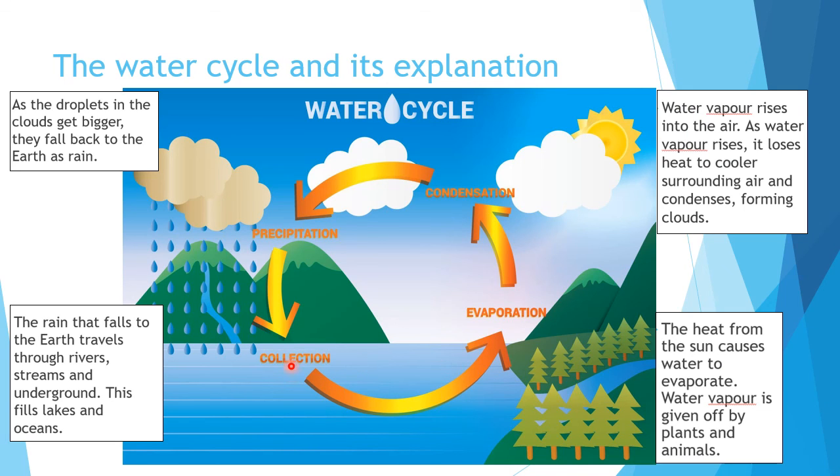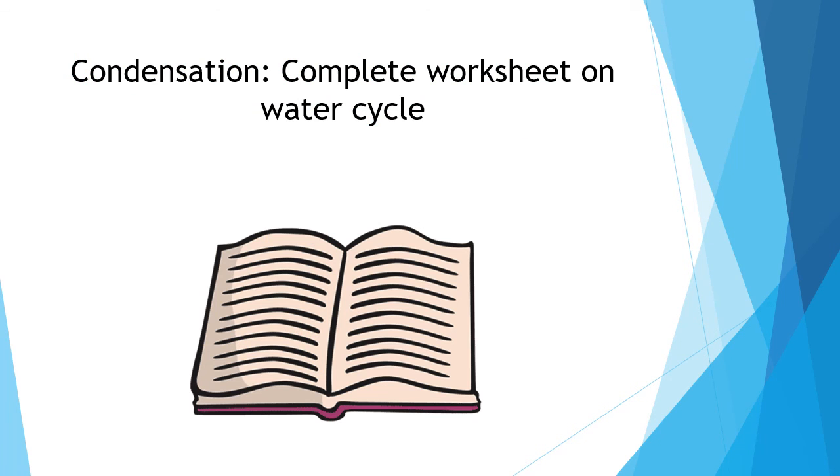So it goes from collection to evaporation to condensation to rain to collection. So this is the water cycle. This is the complete picture. There is also a description. If you need notes, you can just print this part of the video and you can study this next time. Okay, so your exercise is to complete the worksheet on water cycle.